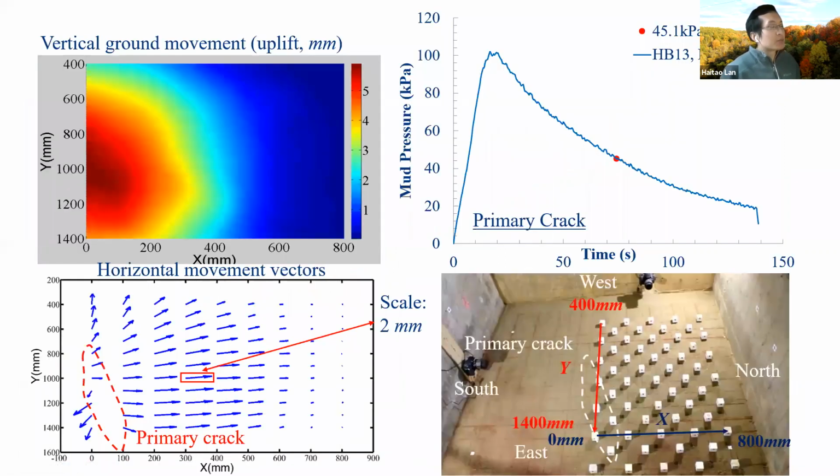So after the peak pressure, the mud pressure dropped, in this image, to 45 kPa. And you can see a primary crack appear in the middle of the pit, marked as this white dash line. The ground movements start to increase to around 6 millimeters, concentrated in the center of the pit, marked in red color here. And you can see that the direction of those vectors changed, corresponding to the appearance of this primary crack.